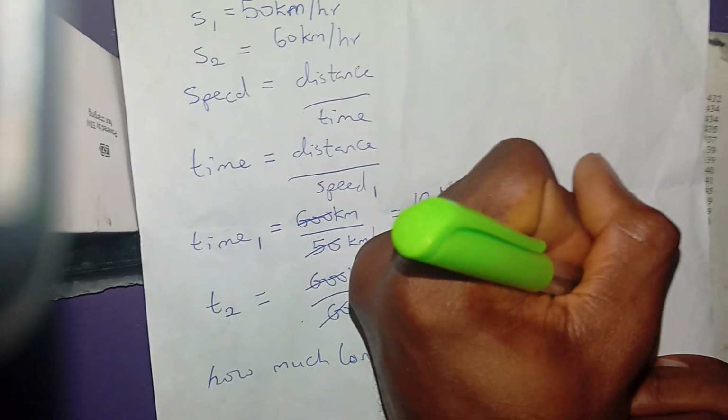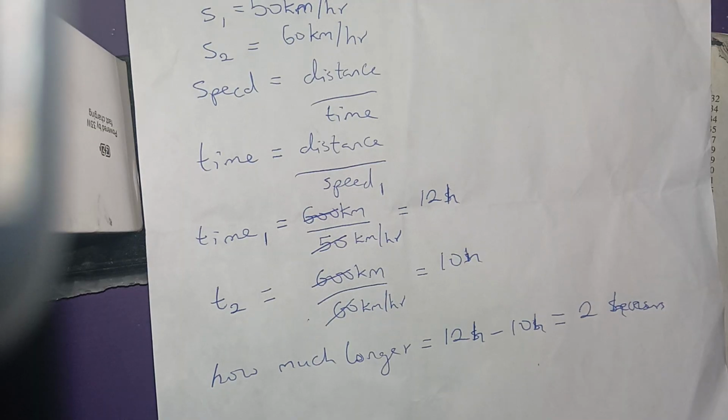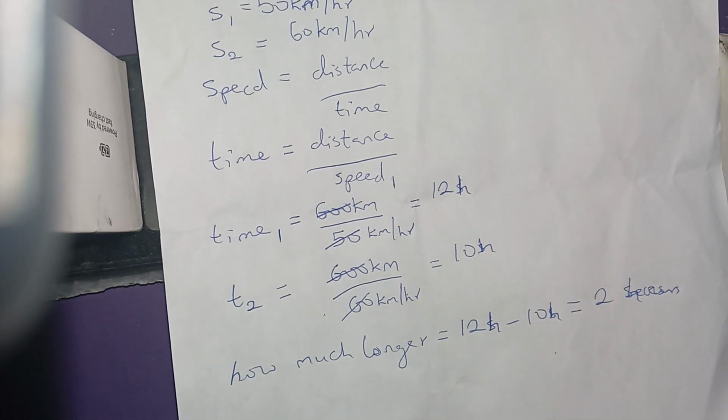Sorry for the mistake. So now, the one traveling at 50 kilometers per hour spent 2 hours extra traveling after the one traveling at 60 kilometers per hour has arrived. So that is the answer to our question.